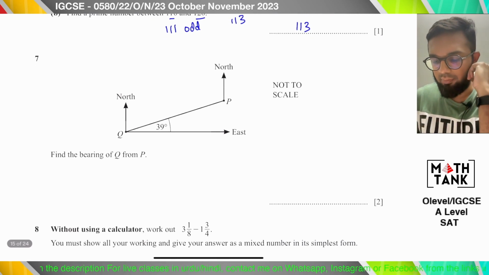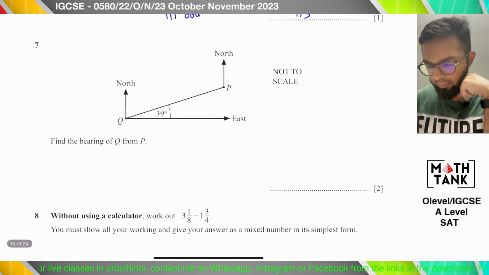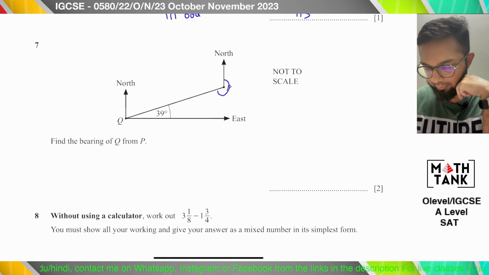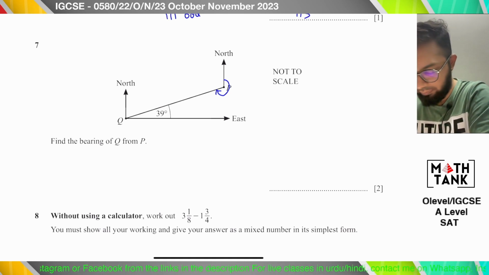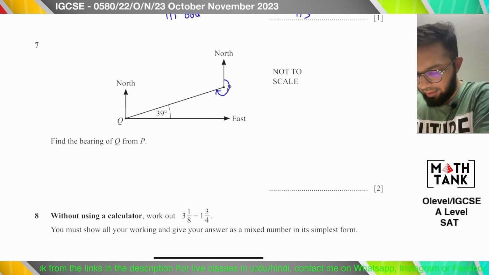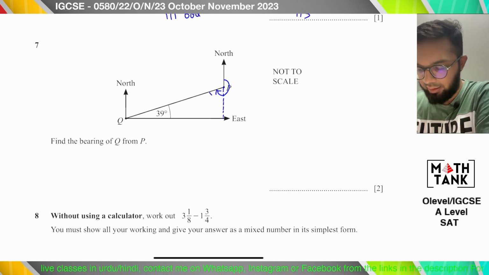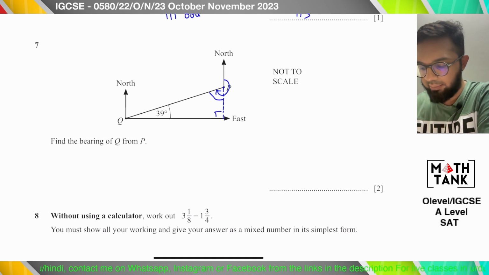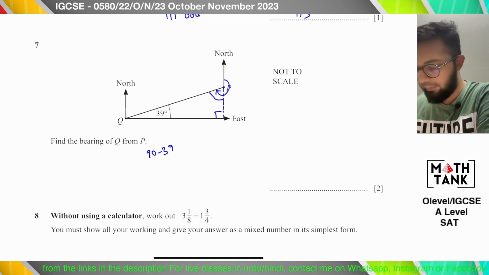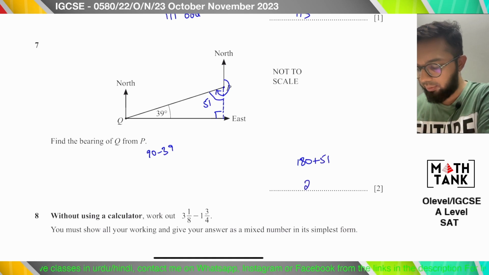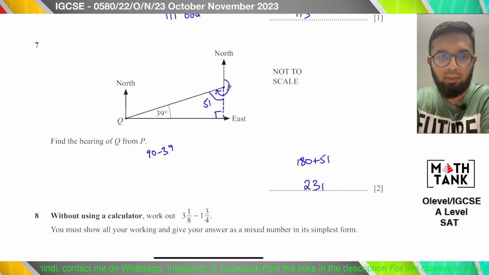Find the bearing of Q from P. This is the bearing that I'm asking you, always from the north and clockwise from the north. So I want to find out this angle. What I can simply do is draw a right angle here and find out this angle. That's simple. It's 90 minus 39, which gives me 51. So I can say that the bearing is 180 plus 51, which is 231 degrees.